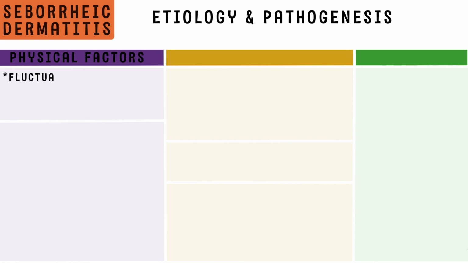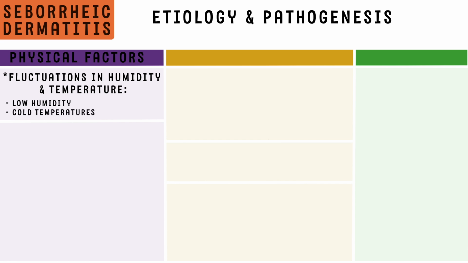Seasonal fluctuation in humidity and temperature can worsen this disease, especially with low humidity and cold temperature in winter and early spring, with some relief in the summer. Facial PUVA (psoralen plus ultraviolet A) treatments and facial trauma, for example scratching, are also reported to trigger seborrheic dermatitis.